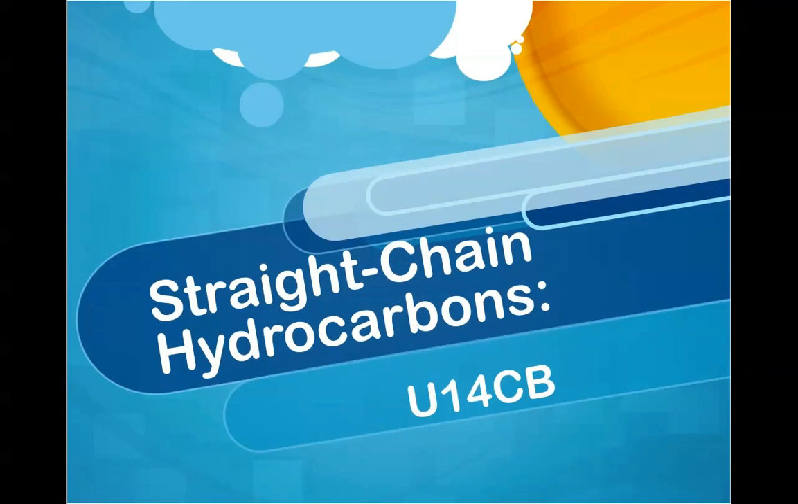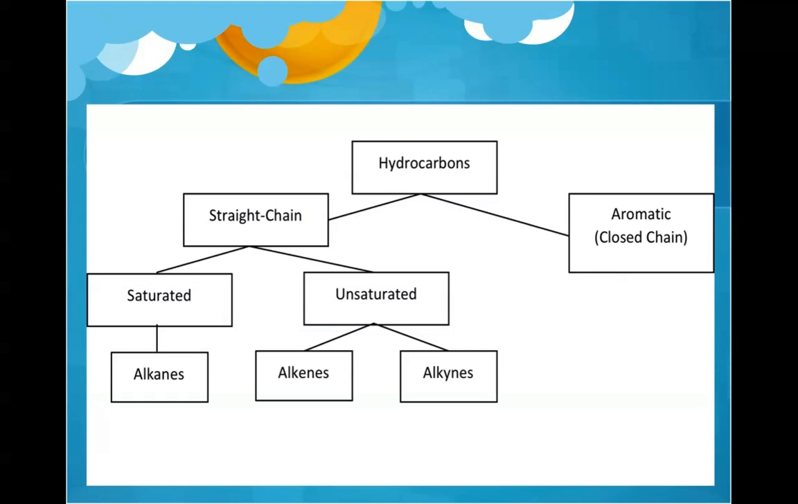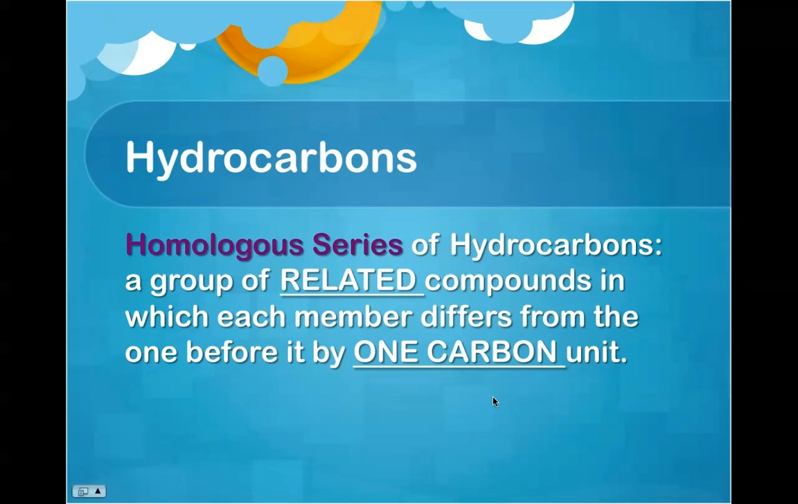All right, in concept B, we're going to be looking at how to draw and name various straight chain hydrocarbons. Now, we briefly talked about this in class the other day, where we looked at the different categories of hydrocarbons. We talked about saturated hydrocarbons, which are just alkanes with all single bonds, and unsaturated hydrocarbons that have a double bond if it's an alkene, or a triple bond if it's an alkyne.